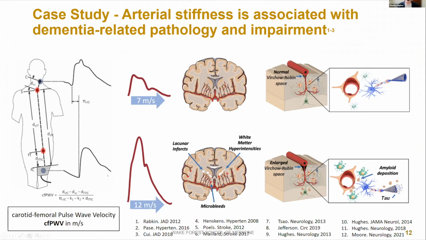We've shown that greater arterial stiffness is associated with the extent of amyloid deposition in the brain, and recent work with CSF biomarkers has shown that arterial stiffness is also associated with tau abnormalities, with hyperphosphorylation in the CSF.